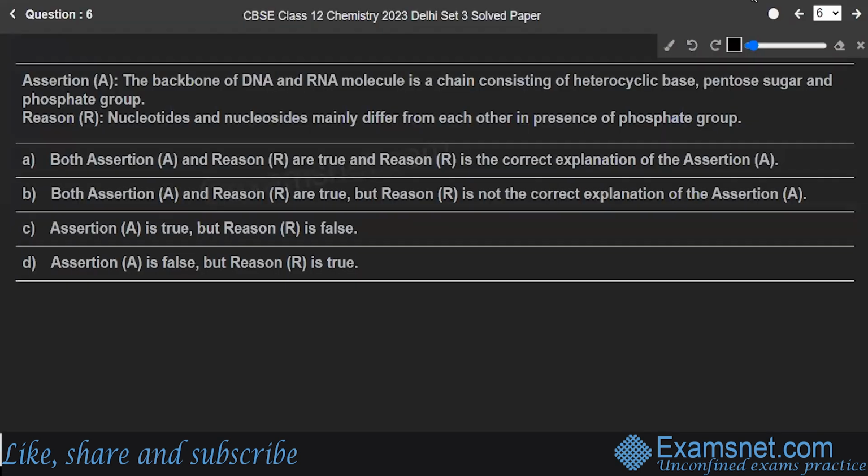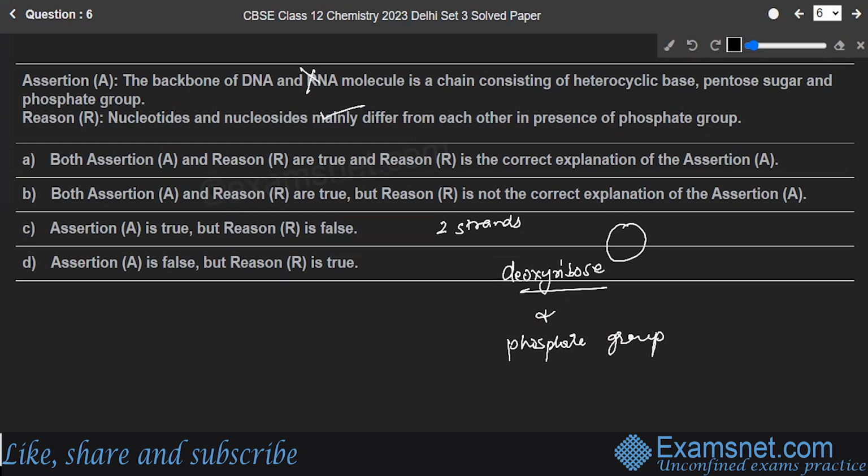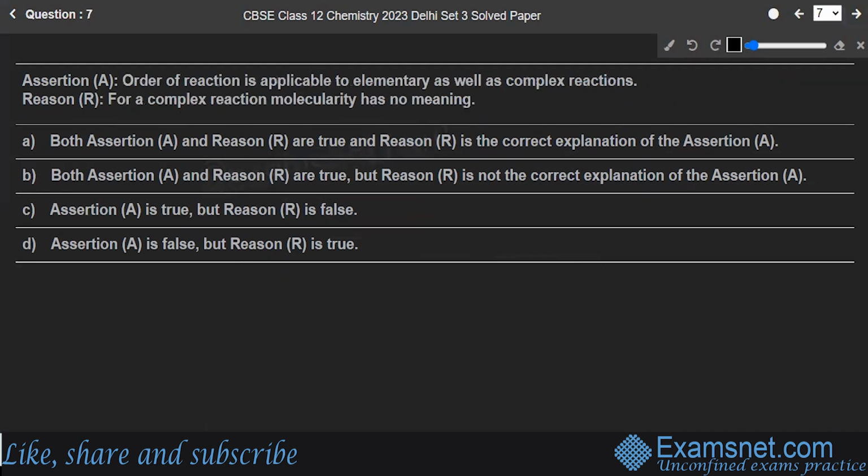Question number 6, assertion. The backbone of DNA and RNA molecule is a chain consisting of heterocyclic base, pentose sugar, and the phosphate group. The reason says nucleotides and nucleosides mainly differ from each other in the presence of the phosphate group. See, this assertion is wrong. The DNA consists of two strands that wind around each other like a twisted ladder. Each strand has a backbone made up of alternating sugar, that is deoxyribose, and phosphate group. So that makes the assertion wrong, but the reason true. And you have the option as the right answer. Hope you understood that. Next is question number 7.